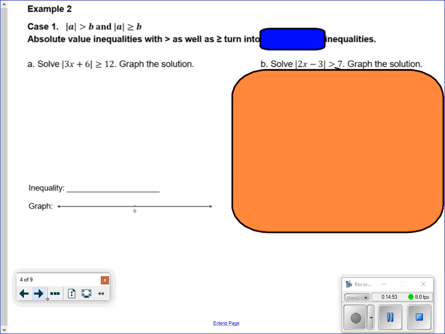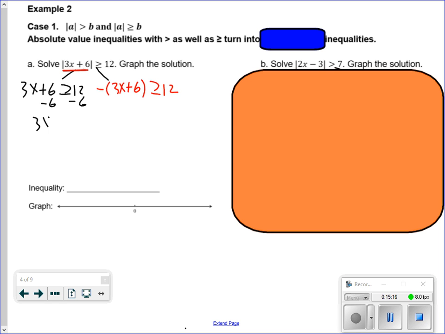All right. So here I'm going to make my 2 cases. 3x plus 6 will be greater than or equal to 12, and also the negative of 3x plus 6. Remember, it's the whole value of the absolute value being negative. That's going to be greater than or equal to 12. I'm going to solve the positive side first. Minus 6. 3x is greater than or equal to 6. X is greater than or equal to 2.